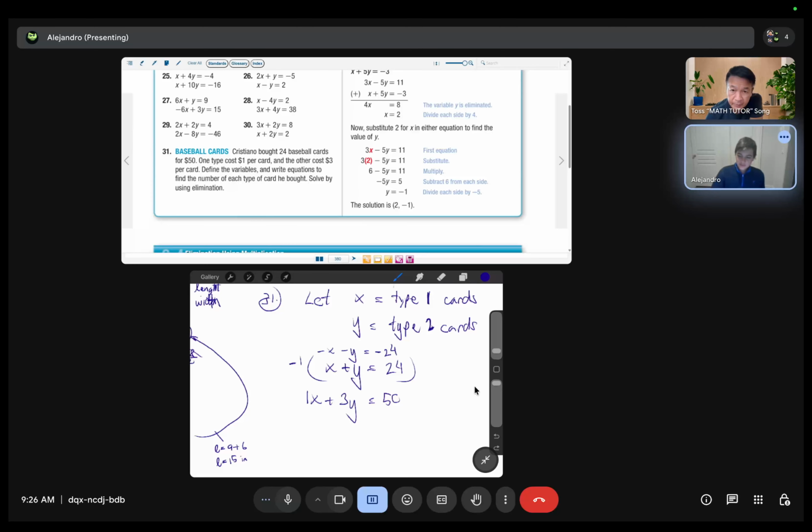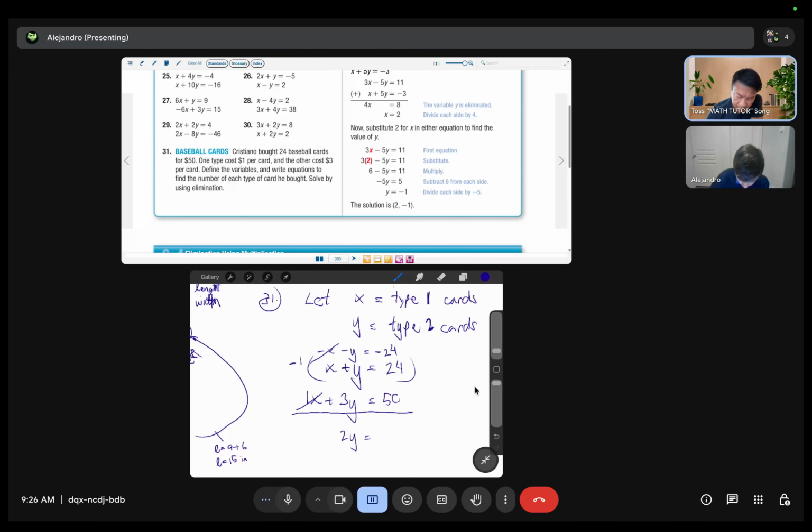So then we add them straight down. Yeah, you add them. Okay, let's do it. So this cancels with this. You're left with 2y equals, what is that, 16 or 26? 26. Yeah, 26, right? Yes. Divide both sides by 2. So y equals 13 cards.